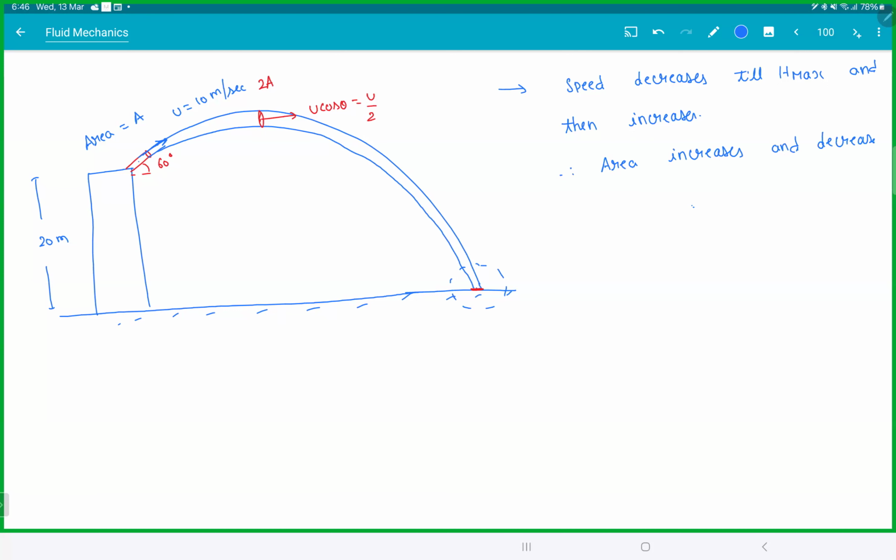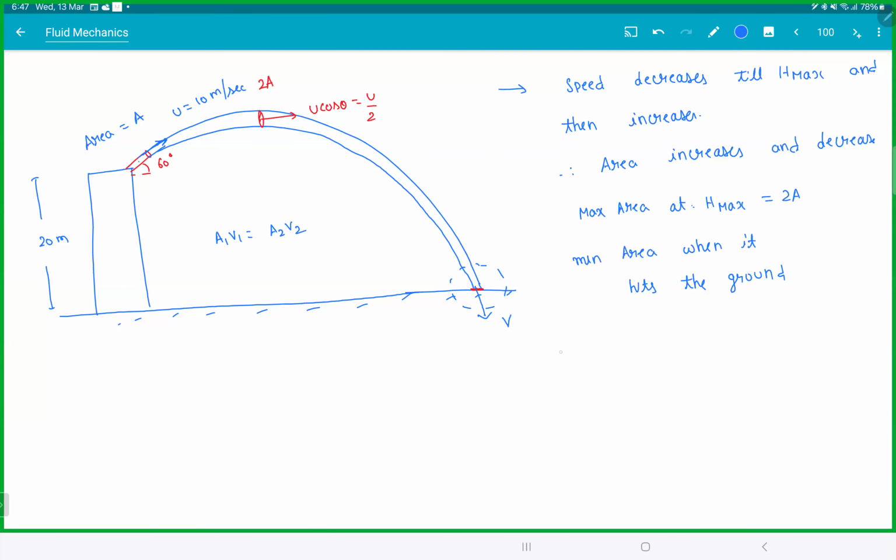That's your maximum area. And when do you get the minimum area? You get the minimum area at the bottom. So at this point here, the speed is v. How to find that speed v? Maximum area will come at h max. We are using A1 V1 is A2 V2, which is 2A. So minimum area will occur on the ground.